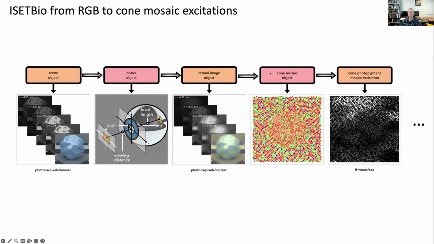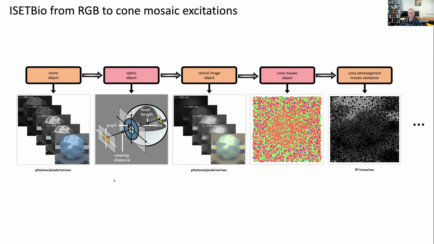And from there, we'll describe a mosaic of retinal cones of the three cone classes, L, M, and S, and compute the very first stages of the visual representation, which are the rate of photopigment excitations in each cone in the mosaic, or if we fix a duration, the number of cone excitations in response to the stimulus over a fixed amount of time. So that's what we're going to do.